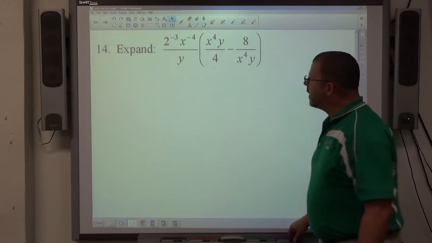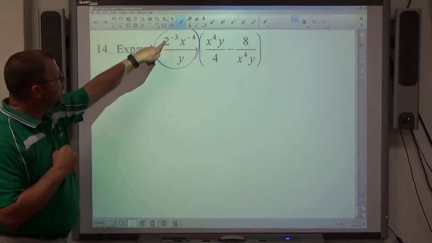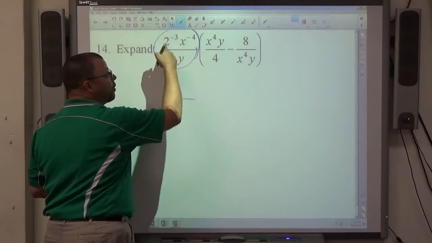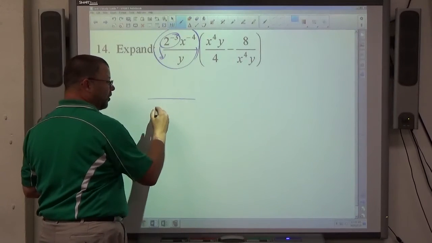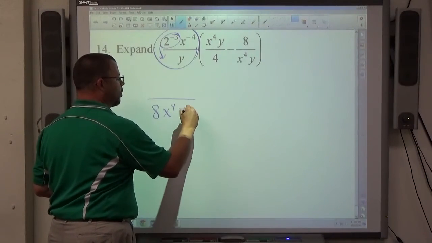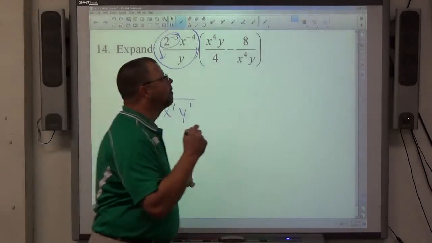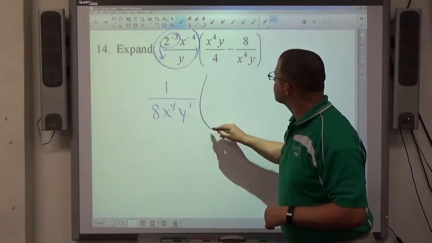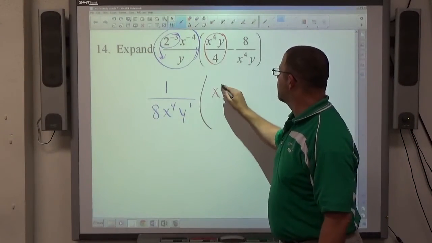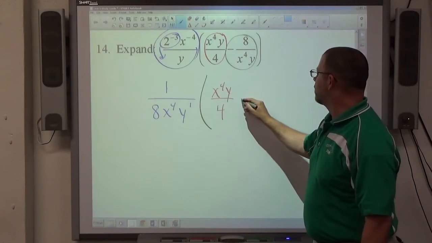Number 14, expand. First technique that we have to deal with here is we have to get each of these guys simplified. Negative power, positive power. So the negative powers are bad. 2 to the third on the top belongs on the bottom. It becomes 2 to the third, which is 8. X to the negative fourth belongs on the bottom, and y to the first is already on the bottom. Everything's on the bottom, nothing's on top, so I'm going to put a 1 up there just to have something up there, because I don't have a fraction with no numerator. 1 over x to the fourth y over 4 is perfectly fine the way it is. And 8 over x to the fourth y is also perfectly fine the way it is.